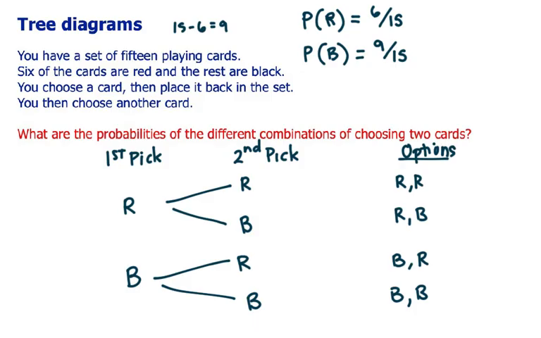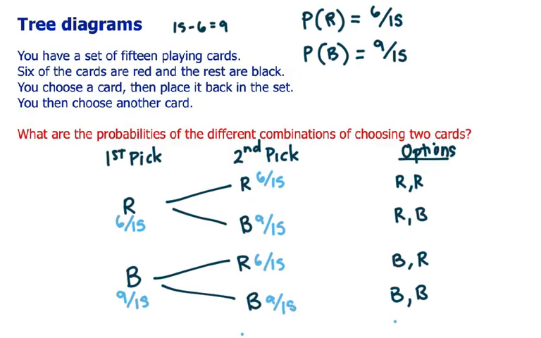And here's how we calculate them. First we say, look, the probability of red is 6 out of 15. The probability of black is 9 out of 15. Moving along, the second pick, those probabilities don't change. Why? Because we put the card back in the deck, meaning we have that same deck to choose from. So probability of red is 6 out of 15. Black is 9 out of 15. Here, red, we've got 6 out of 15. And black is 9 out of 15.